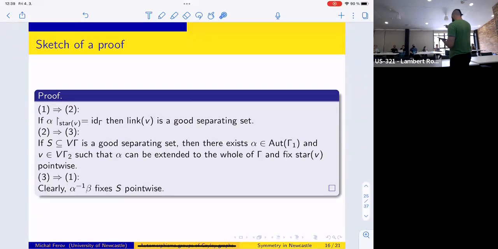And also, if I have two elements that move things in a different way, but they agree on the set, I can just take their difference. And that thing still moves something non-trivially because they have to differ, but it fixes the separating set. There's no hard thinking really here. It's just writing down the definitions. And it's just that at different parts of the proof, a different definition is easier to work with.